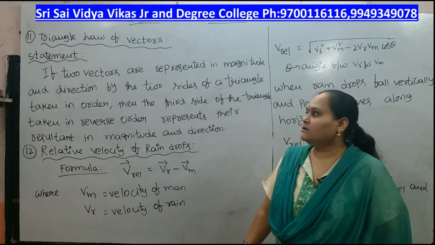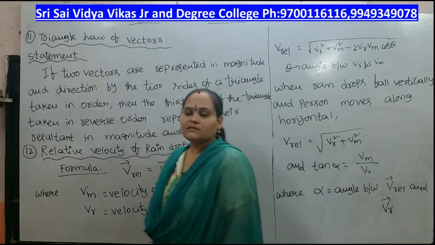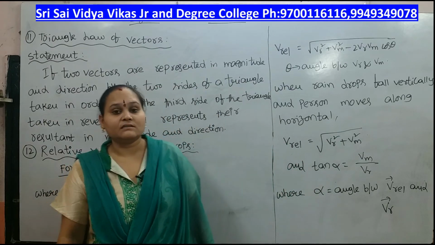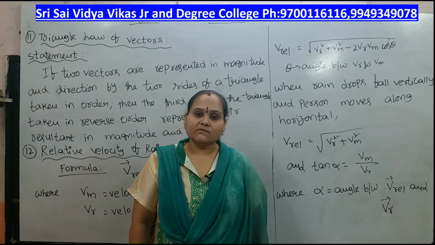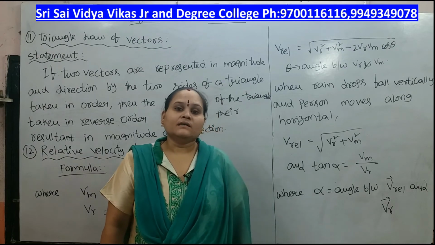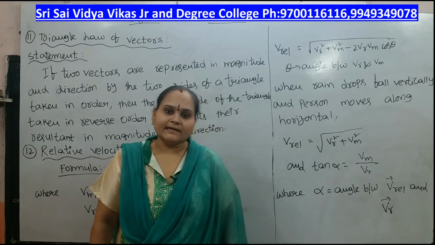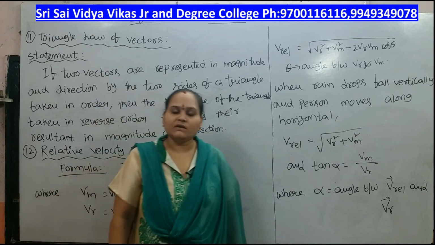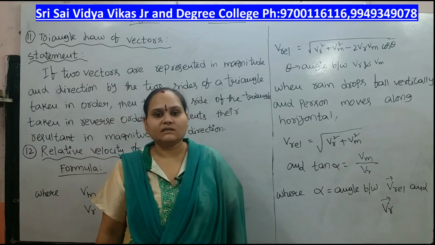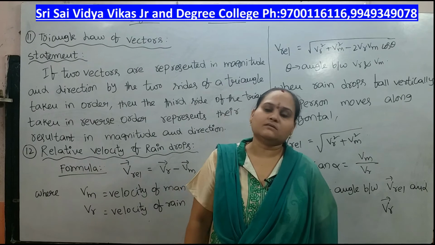Next, the triangle of vectors. In the triangle law, two vectors are taken as two sides of the triangle, and the other side is nothing but the resultant of the triangle. That is the triangle of vectors. Here we are considering three sides of the triangle of vectors.